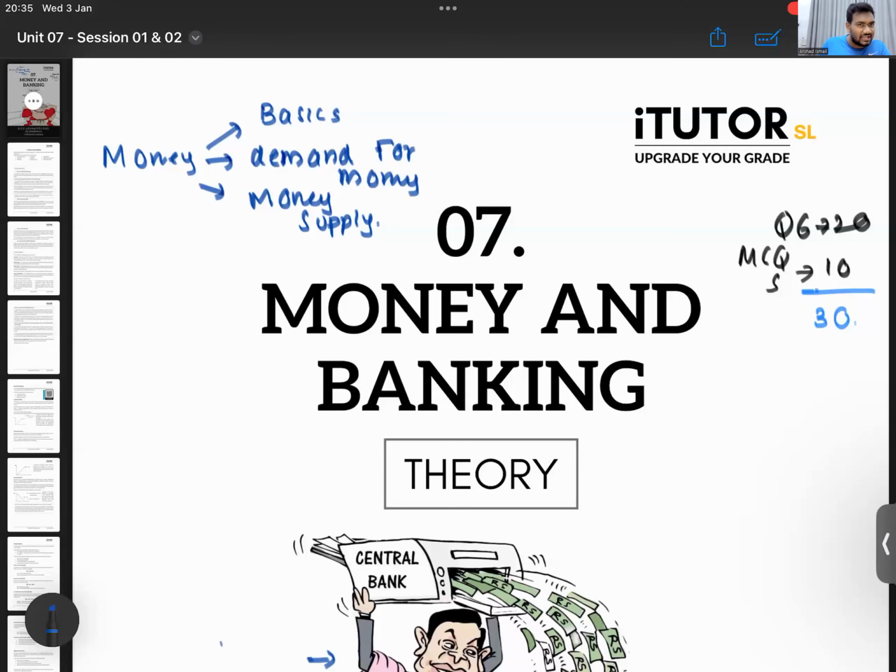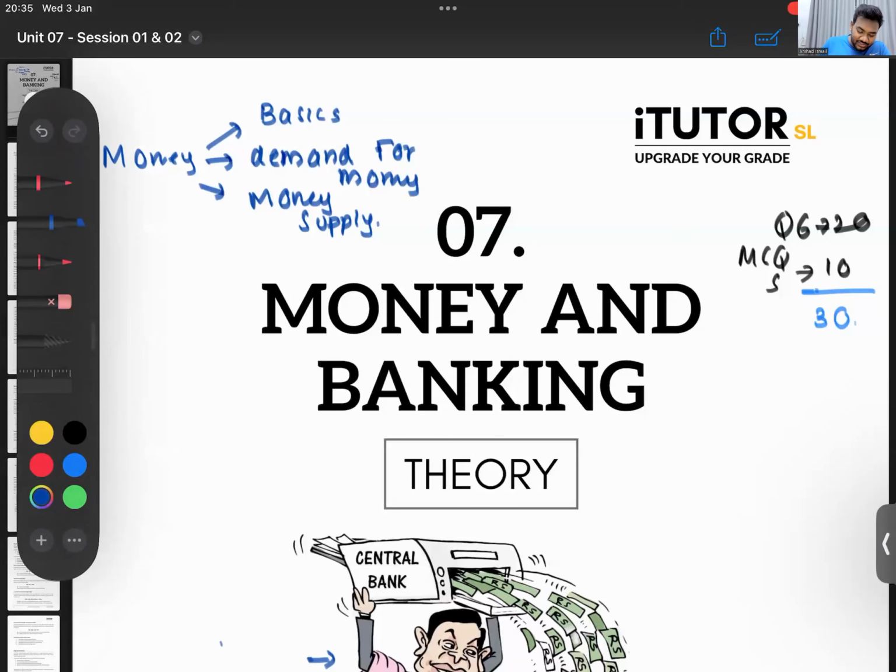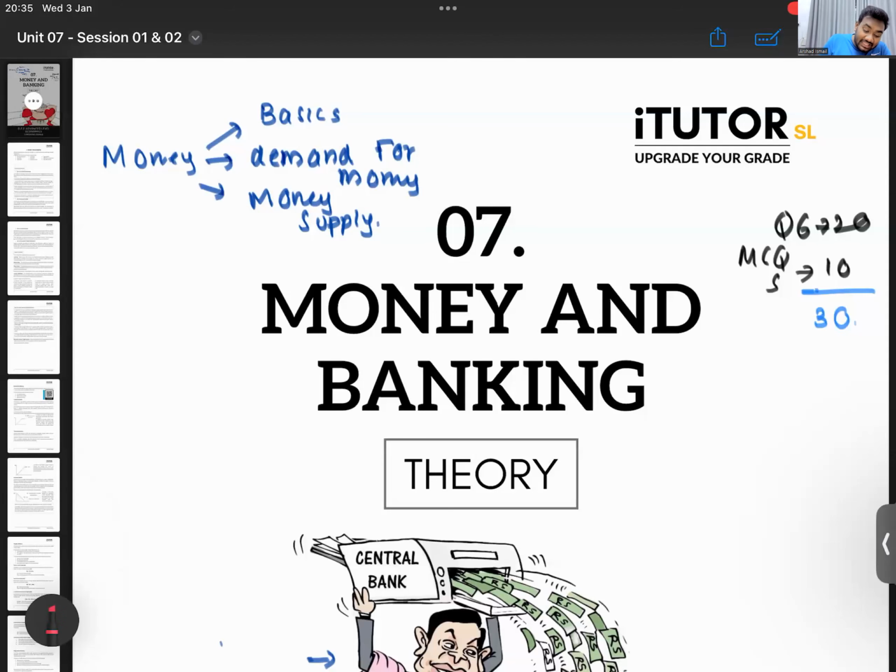After that, the next part of this unit is on inflation. What is inflation? Where prices are rising. There we will talk about the causes of inflation, certain theories behind it, and types of inflation. That's the next part.